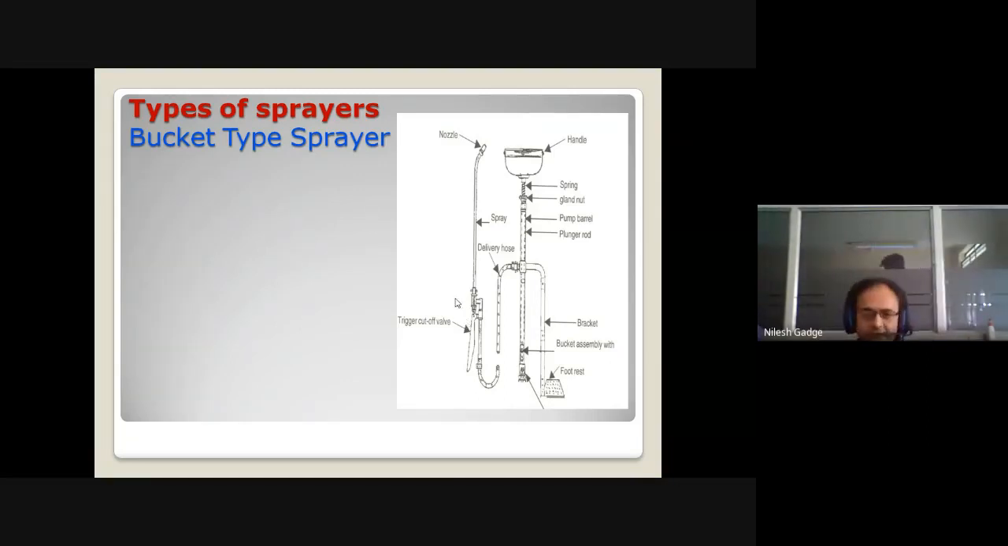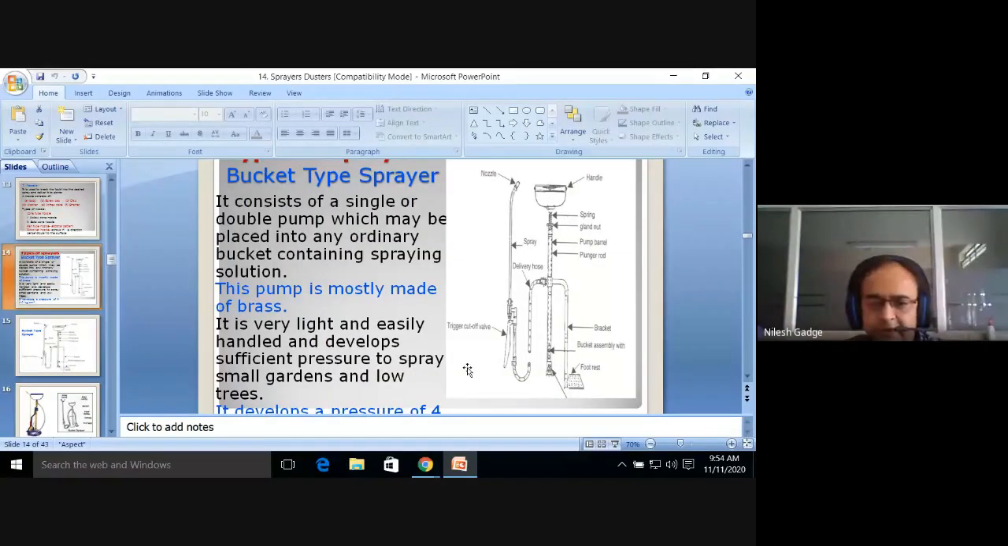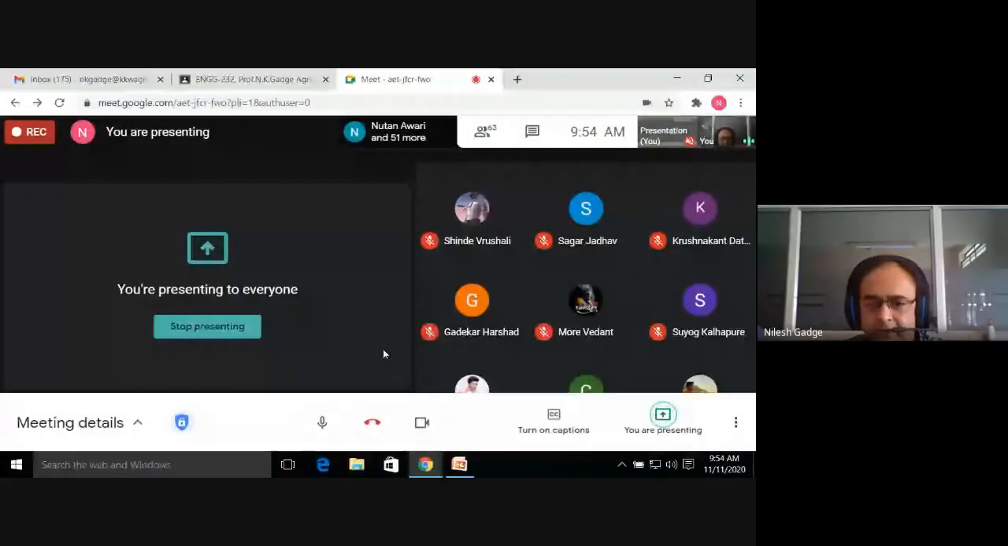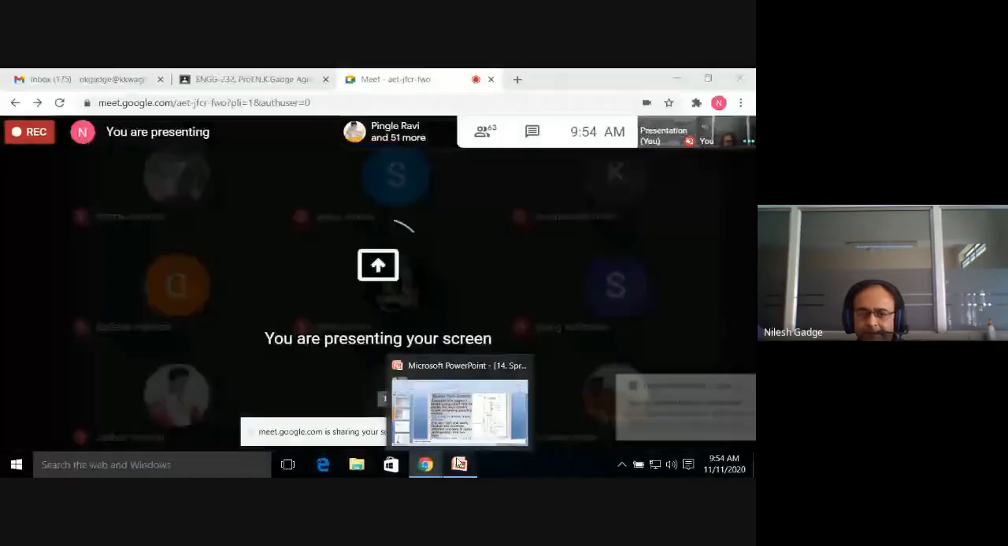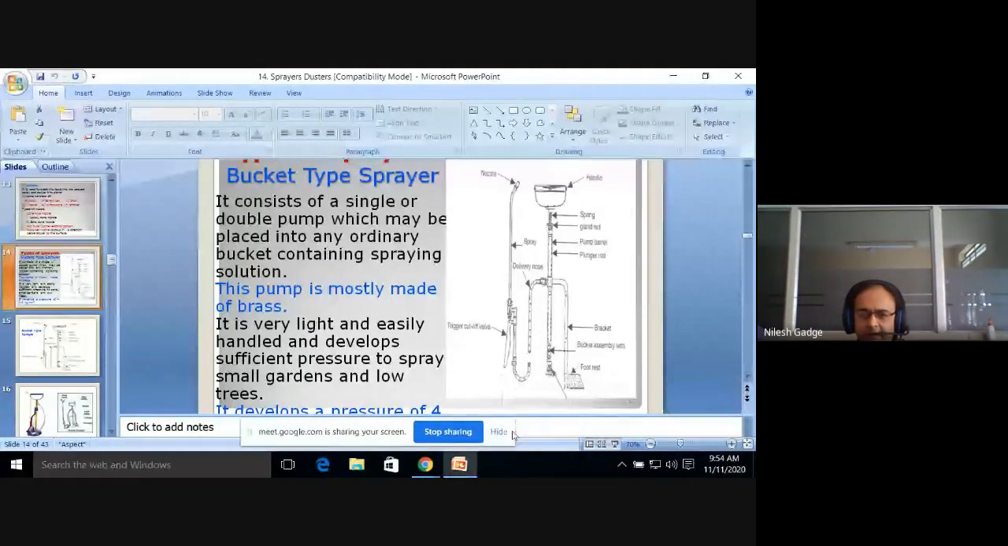Just wait, I will show you what the trigger cutoff valve is. I have to stop presenting now, then I will show you. Is it visible? This is the trigger cutoff valve. It regulates the flow of liquid. You can turn the discharge of the liquid on and off.